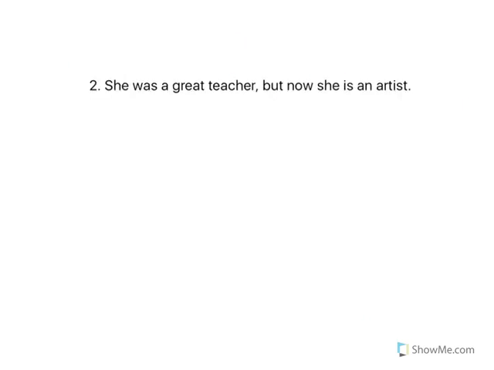Our second sentence says, "She was a great teacher, but now she's an artist." So our subject for this sentence is going to be she. She was a great teacher. So we know that our verb here is was. What type of verb is this? This is a linking verb, which means teacher is our predicate noun.